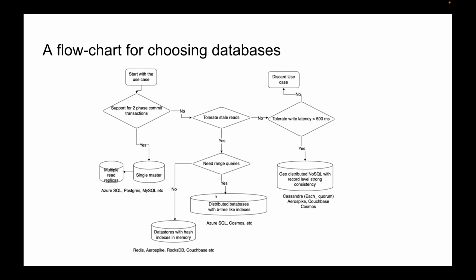So if you need range-based queries, and if you can tolerate stale reads, and if you have enormous scale that the data cannot fit on one machine, you go with a distributed database which has a tree-like index, which is typically Azure SQL, Cosmos, Cassandra, etc. Now, if the answer to that is no, if you want to do point-based lookups, you go with databases that have hash indexes. This is RocksDB, Redis, Aerospike, Couchbase. Any of these will do.